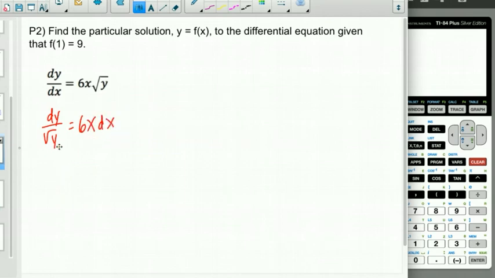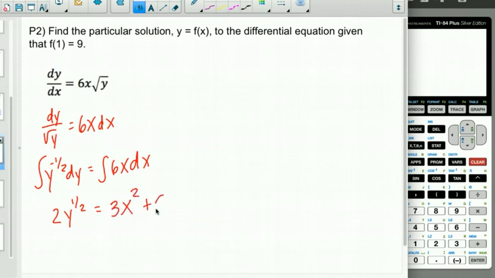So I'm going to rewrite this root y on the bottom as a y to the negative 1/2, right? Because we're going to use the power rule to integrate. And I'm going to integrate both sides. So when I up the power by 1 and divide by the new power, I'm going to get a y to the 1/2. And when I divide by 1/2, it's the same as multiplying by 2. On the other side, I up the power to 2 and divide by the new power, so I'm going to get a 3x squared plus c. So this is 2 root y equals 3x squared plus c.